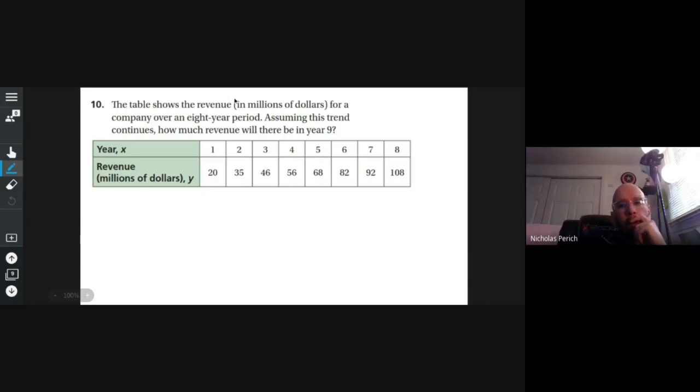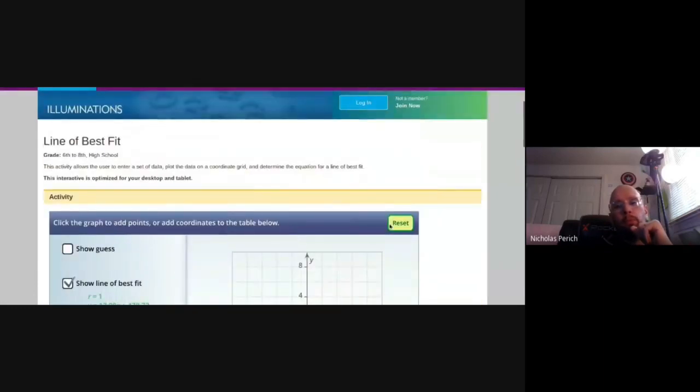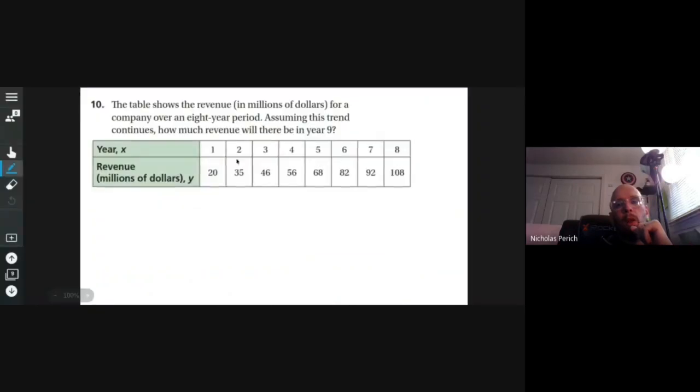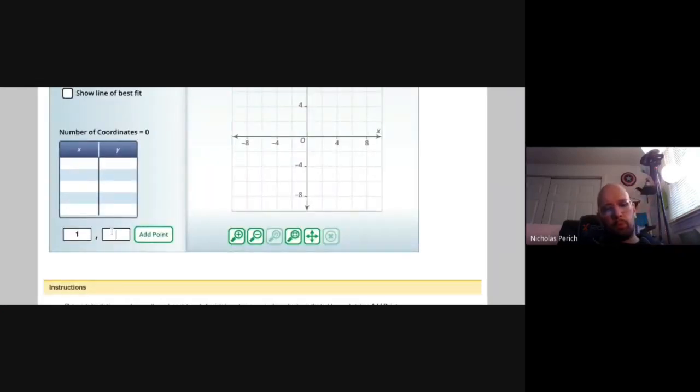The table shows the revenue for a company over an 8-year period. Assuming this trend continues, how much revenue will there be in year 9? So once again, we need to go back to our line of best fit website. Hit reset. So you have 120 and 235. Let's type those in. 120, 235.